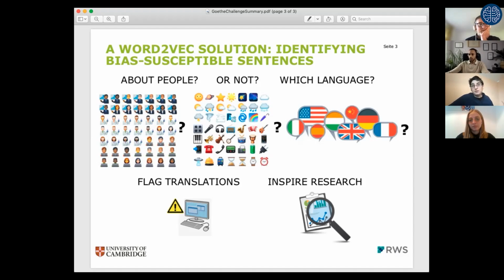And the goal would have been, on the one hand, to flag out translations that might cause problems, but on the other hand, to maybe inspire new research. As I said, a lot of this research is into English because that's where the data is. If we have a way to get more data, maybe that would widen the research into the problems. And again, we'll hear about the solution that addressed this challenge a bit more in a moment. So those were the relevant challenges for today's panel. And I think I'll pass back to Simon now.